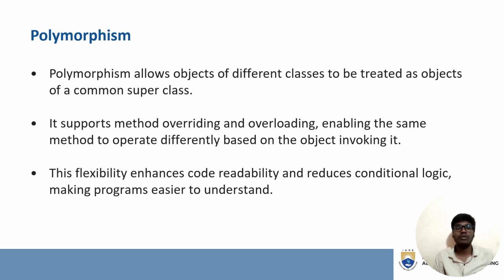Here, polymorphism supports method overriding, which means all the modifications are done in the subclasses by using the name of the parent class, and it also supports method overloading, which means that by a single parameter we can overload the methods and we can use it in OOP, enabling the same method to operate differently based on the object invoking it.